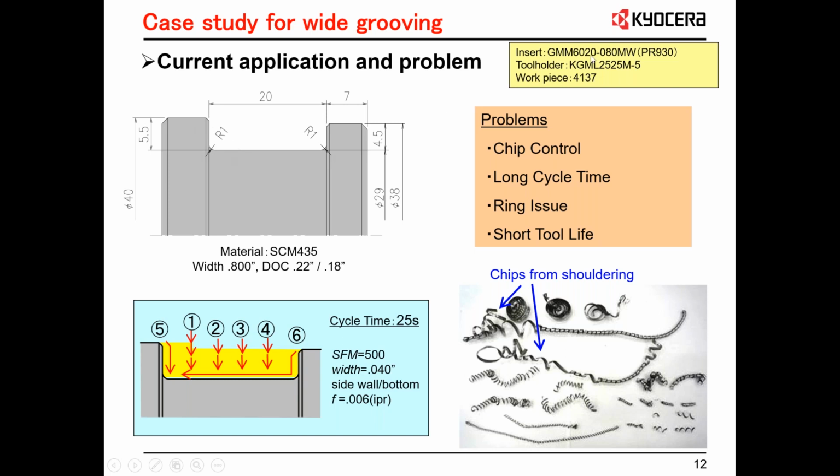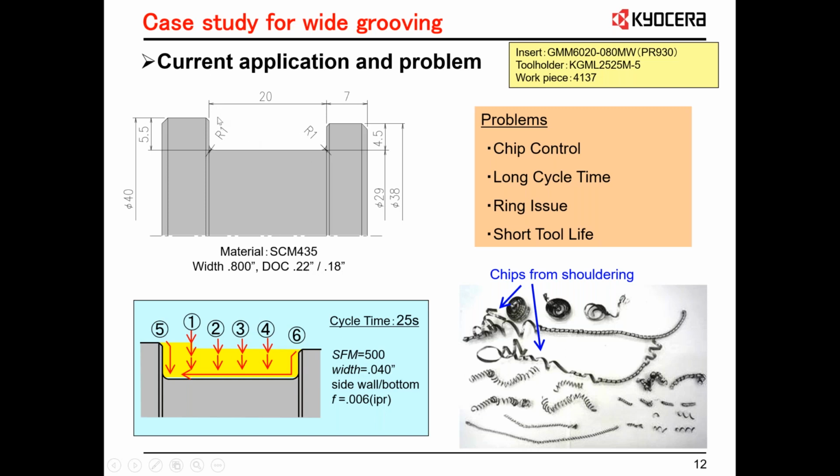We're now looking at a 6 millimeter wide GMM with a 0.8 millimeter radius MW breaker. The problems they're having: chip control, too long of a cycle time, we're leaving a ring behind we have to get rid of, and the tool life is too short based on all the issues above. We're looking at a width of 800 thousandths and a depth of cut of 22 and 18 on the two different walls.